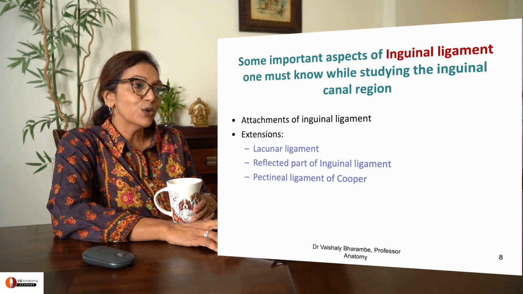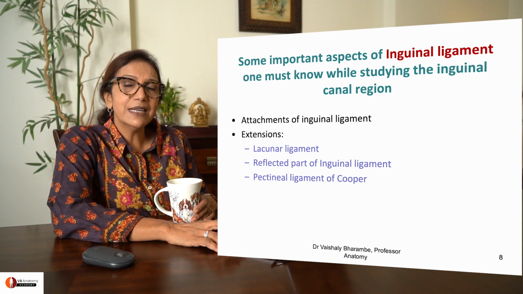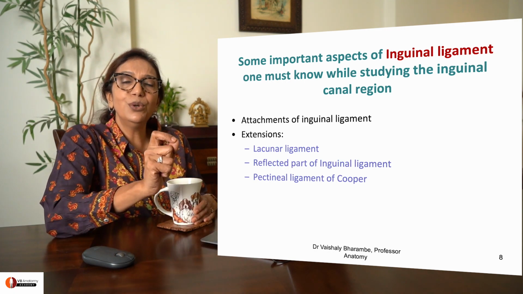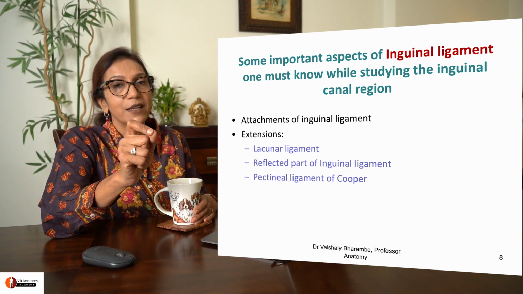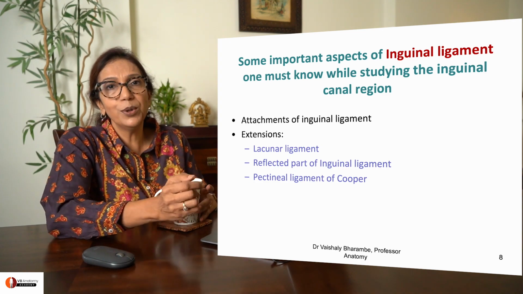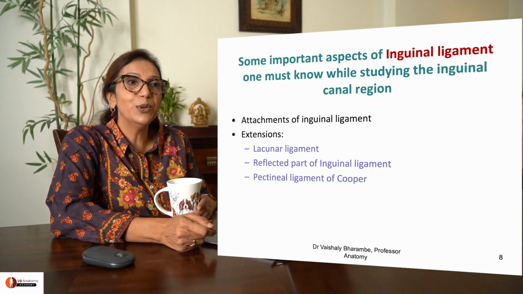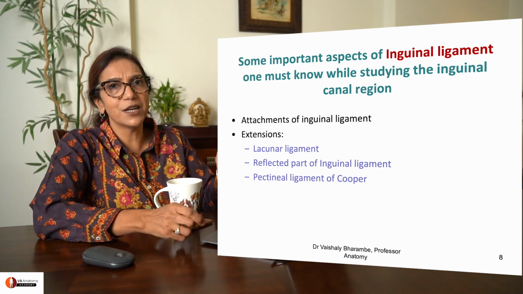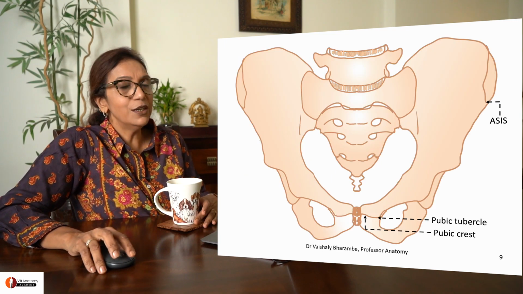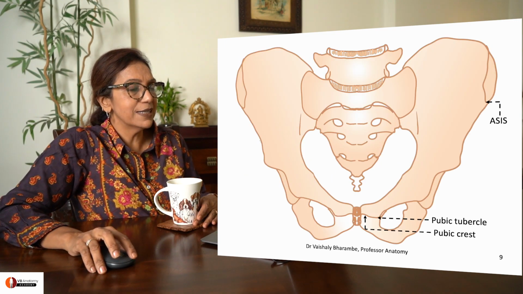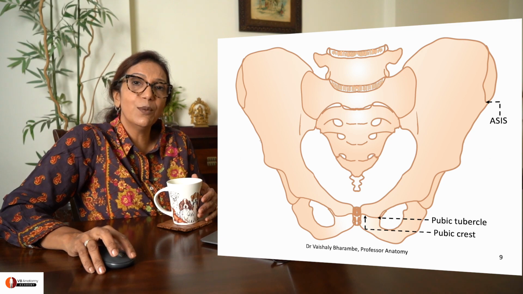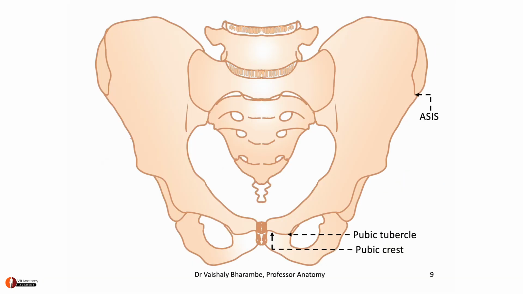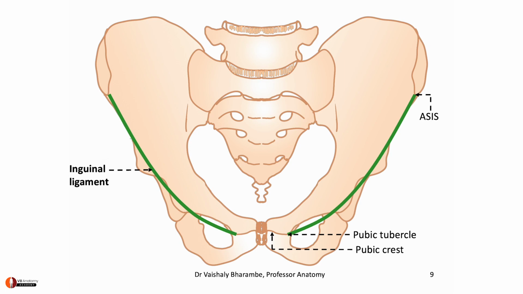Right. So before we understand inguinal canal, you should know your inguinal ligament well. Now you must be thinking, ma'am, we already know inguinal ligament. Yes, but do you know all the extensions of inguinal ligament? Take a look. Let's just brush up the anatomy. So here you're seeing the articulated pelvis. What are the attachments of inguinal ligament? You will tell me it goes from anterior superior iliac spine to pubic tubercle.